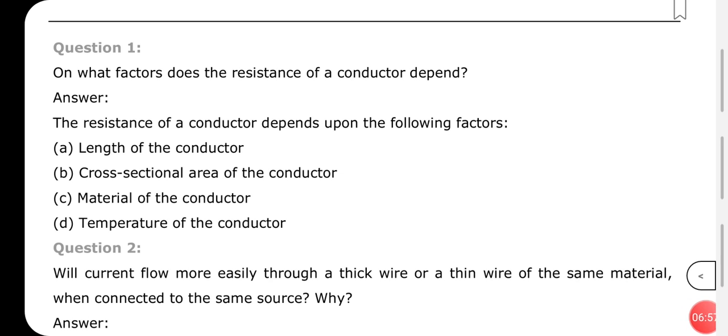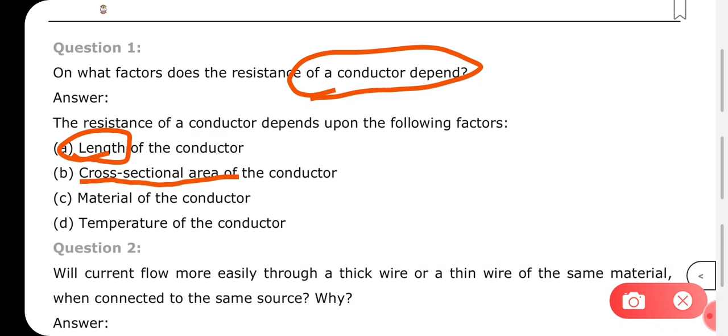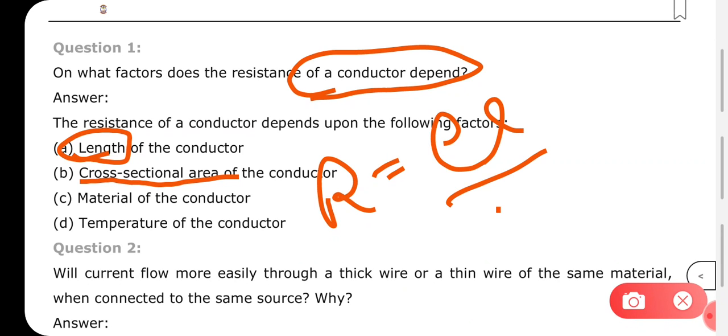On what factors does the resistance of a conductor depend? On what all things is the resistance given by the conductor going to depend? So it depends upon the length of our conductor. That is, more the length, more will be the resistance. Cross sectional area: is it directly proportional or inversely proportional? Try to recall the formula which we know. R is equal to rho L upon A.